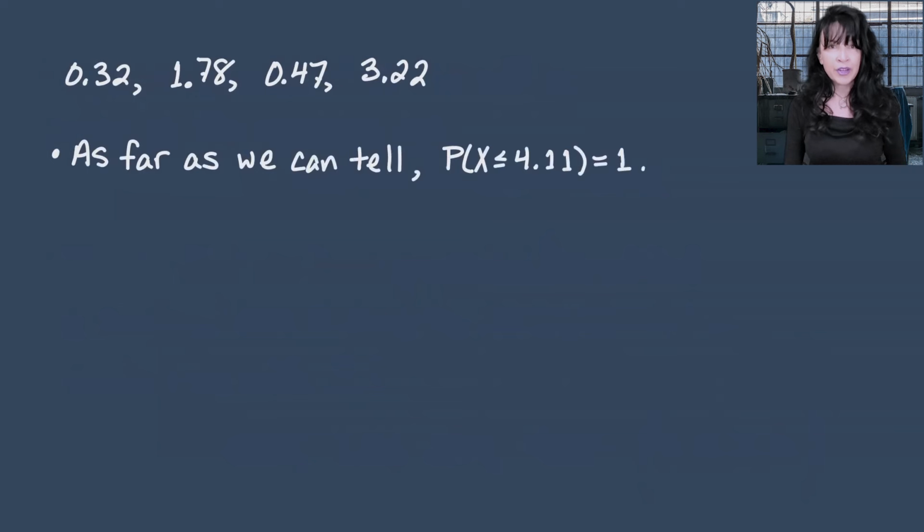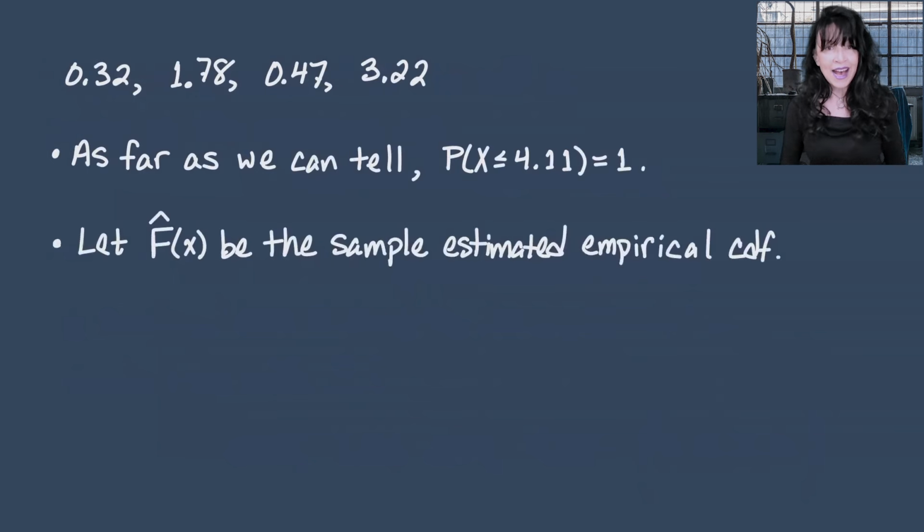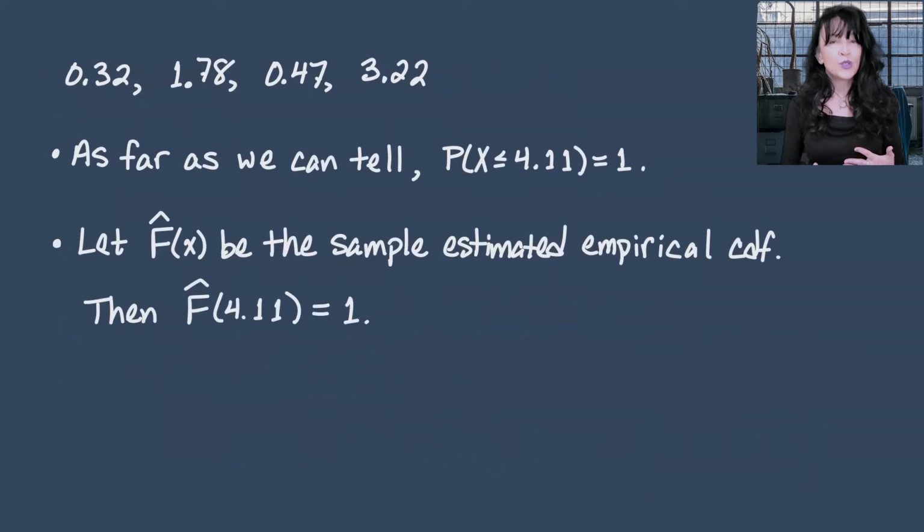This is kind of how we're going to build our empirical CDF, which I'm going to denote with a capital F hat of x. And so what I'm saying here is that capital F hat of 4.11 is 1 based on this sample alone. I'm sure you might think, well, if I generated more values, I might see values above 4.11, but that's not what we're doing. We're taking the sample and using the information in the sample only to build an empirical distribution function.